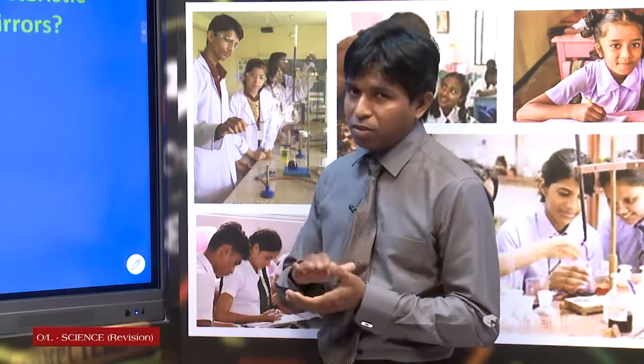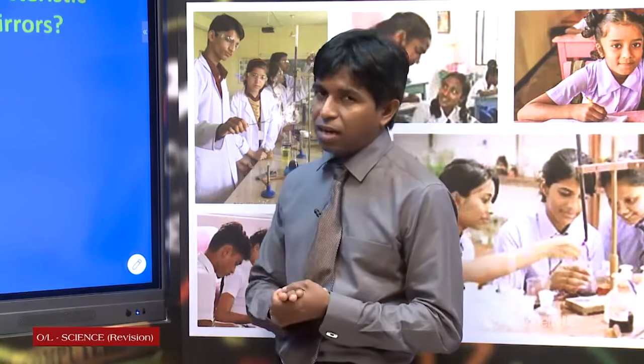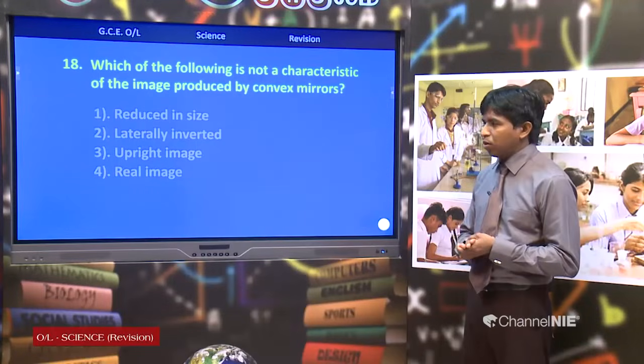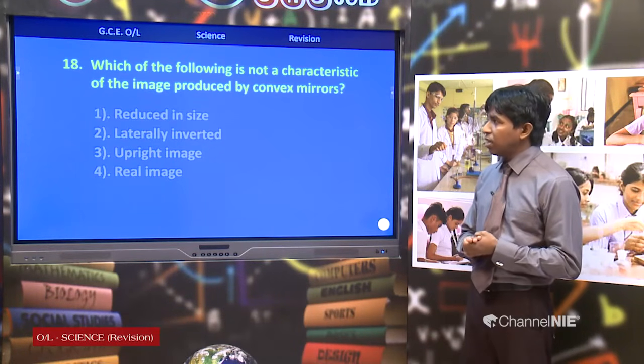So, for example, the word ambulance is printed with its letters reversed because of this lateral inversion. Third one, upright image. So, upright or erect image, that is also correct. Last one, real image, that is the incorrect one.